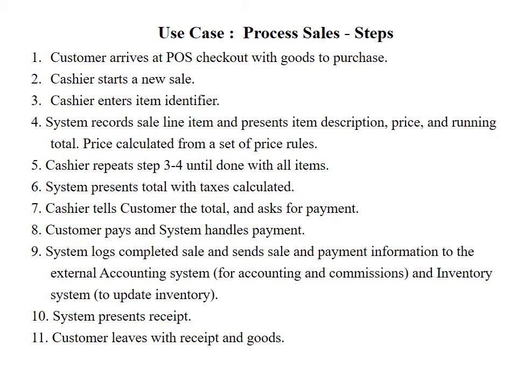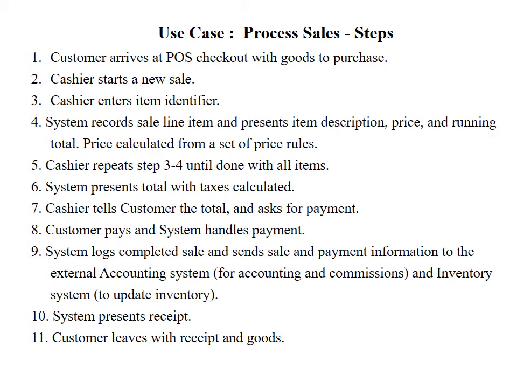The fifth step: the cashier repeats steps 3 to 4 until done with all items. Whatever items we have chosen, he has to repeat steps 3 and 4 iteratively. After adding all the items, the system presents the total with taxes calculated. It automatically calculates tax for the groceries we have chosen and presents the total amount you have to pay. Next, the cashier tells the customer the total and asks for payment.